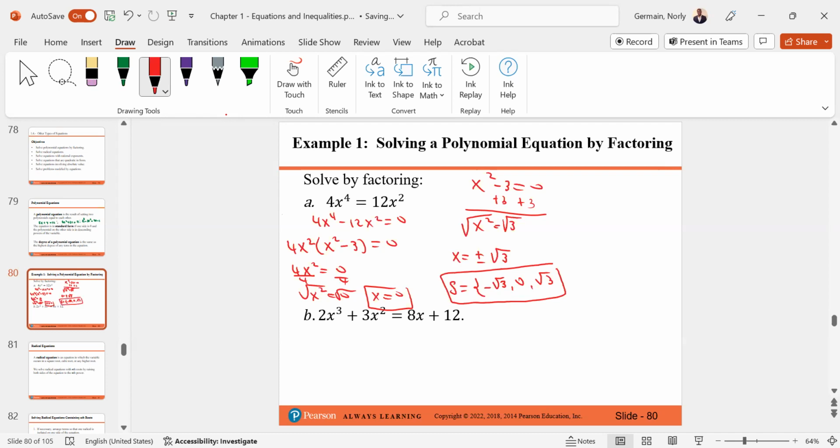If you look at the second equation, look at this very closely: 2x cubed plus 3x squared equals 8x plus 12. Having something like that makes it even more amazing because we already see four terms. Each of them has their own exponent. We cannot combine like terms. So what it reminds you of is factoring by grouping.